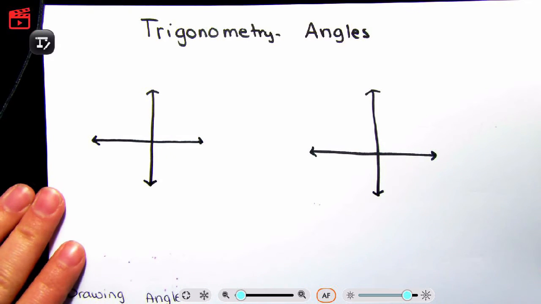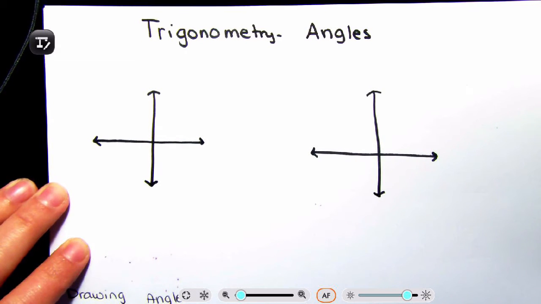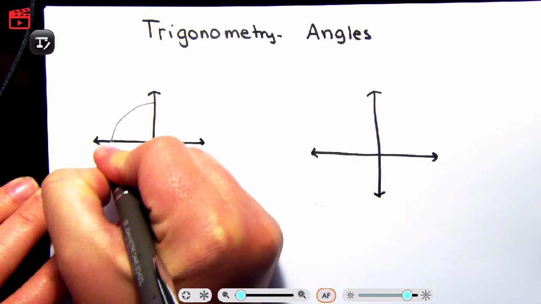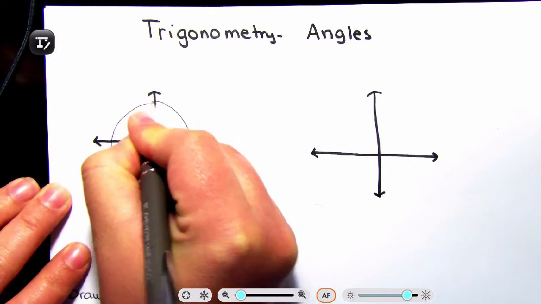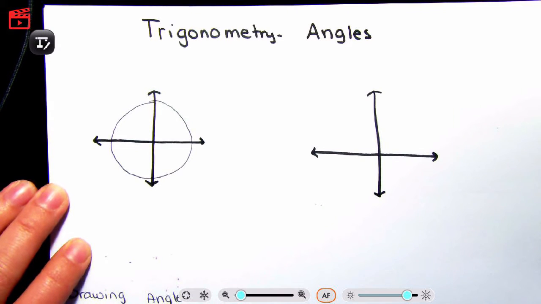So when we're talking about trig angles, a lot of times what comes up is the unit circle. So let's go ahead and draw a circle. Now, I don't claim that the circle is perfect. It is most certainly not, but let's pretend that it is. So here is our circle.